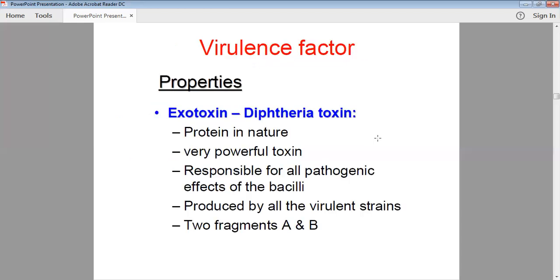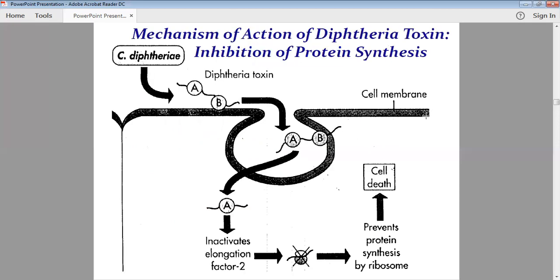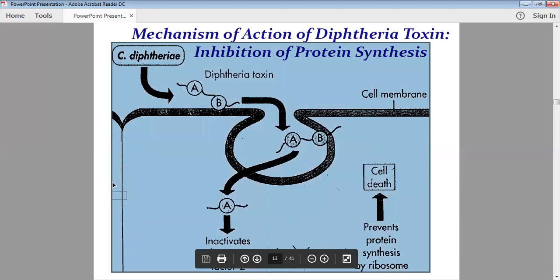These are the properties: two fragments, A and B. B is for binding, and A is for enzymatic action. They bind to the particular receptor. And what is the enzymatic action? It blocks the protein synthesis.